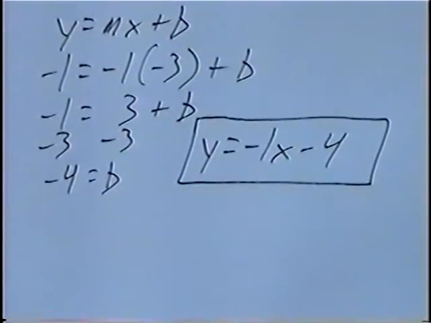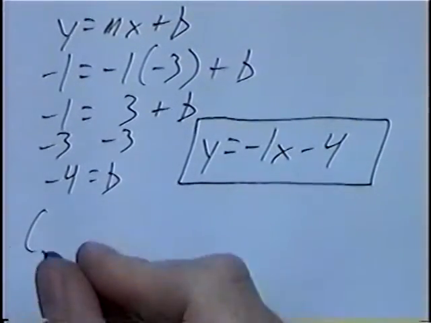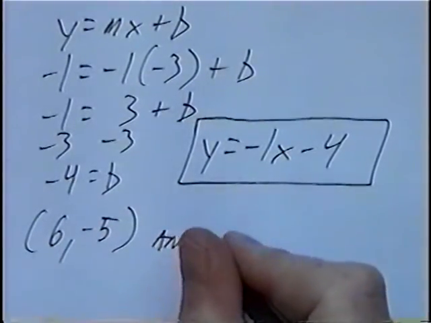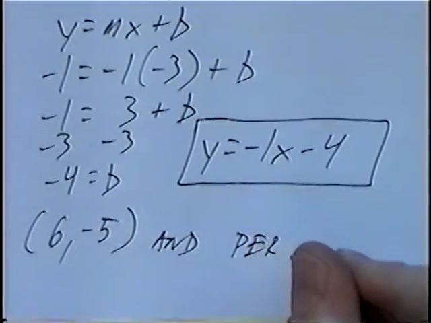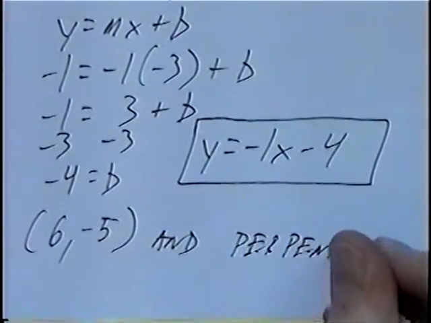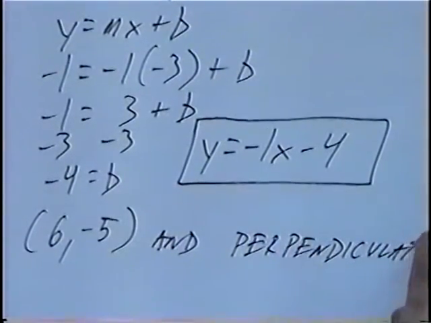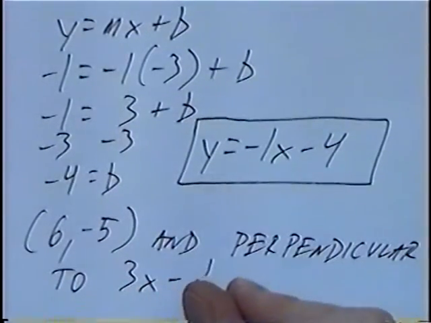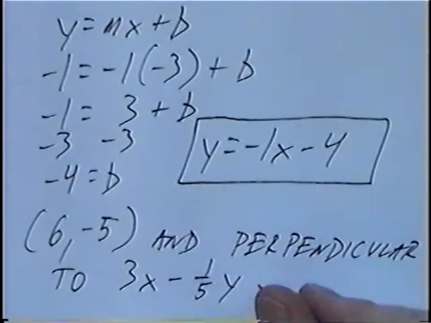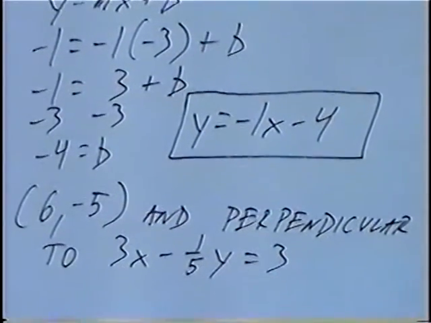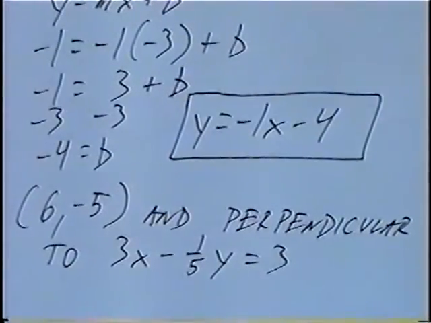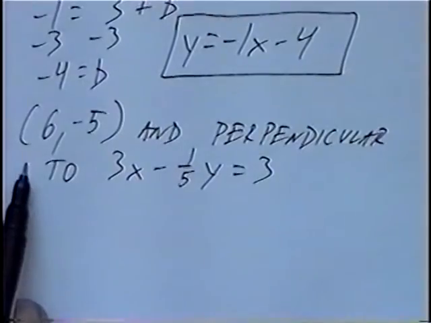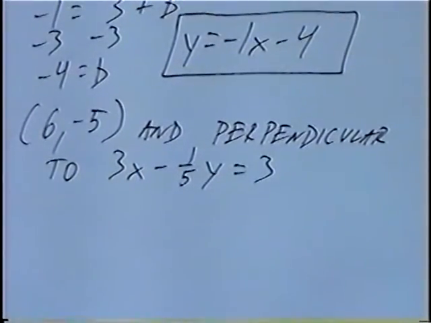Second question, and last question for the section. We'll have the point 6, comma, negative 5, and perpendicular to 3x minus 1 over 5y equals 3. So again, this time we want an equation that passes through this point, and is perpendicular to the equation.